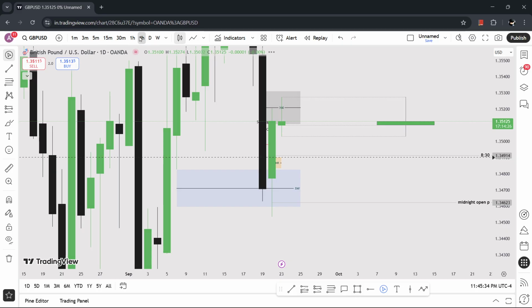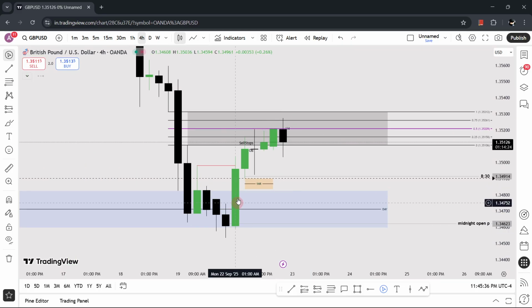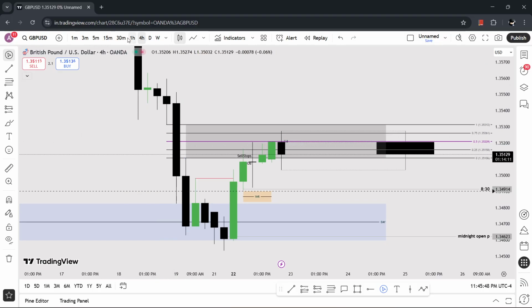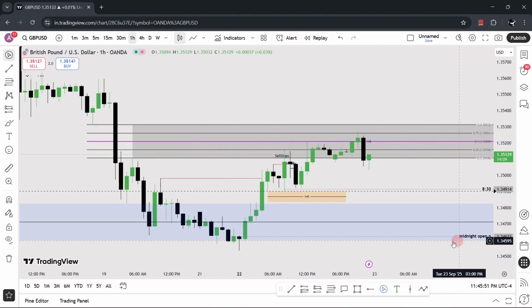Coming to the New York session, you will be seeing it here. So this 4 hour gap, I've just taken the measurements, that means the quadrants, of this 4 hour gap.